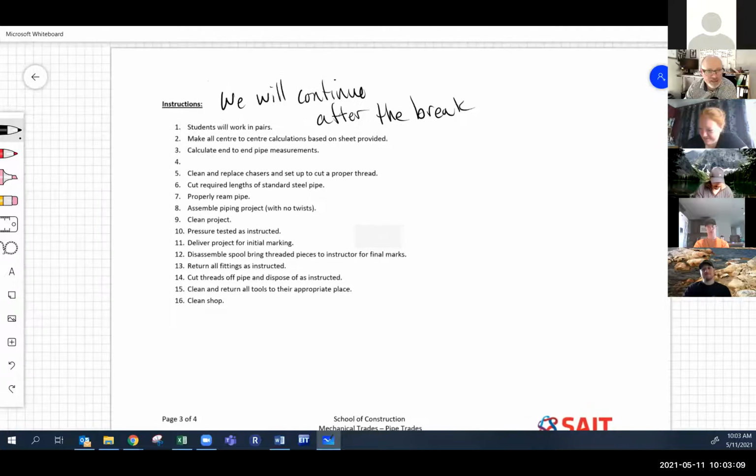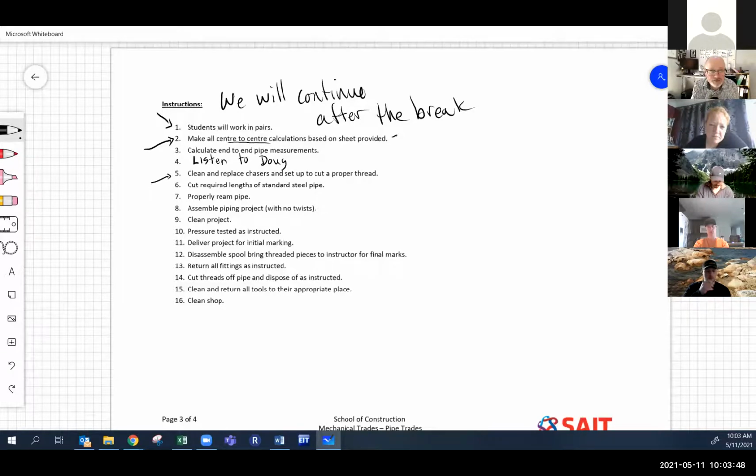Okay, so in this sheet, this is your instructions. I'm number 4. No, you'd see number 4 in there. There's number 4. Just kidding. Anyways, we will work in pairs when we're doing this. Okay, we got to make sure all center to center calculations are based upon the sheet, and that's what we're going to do a little bit today.